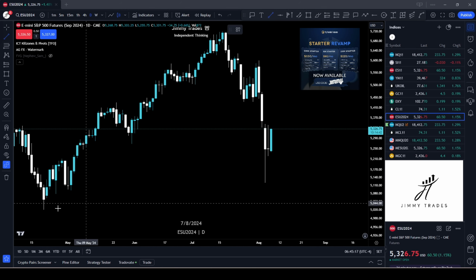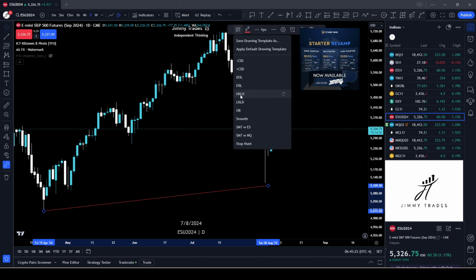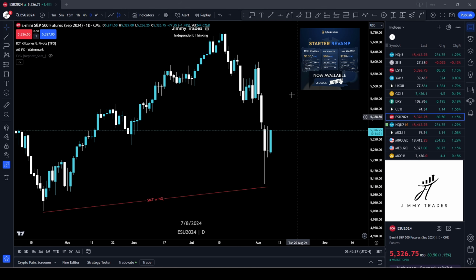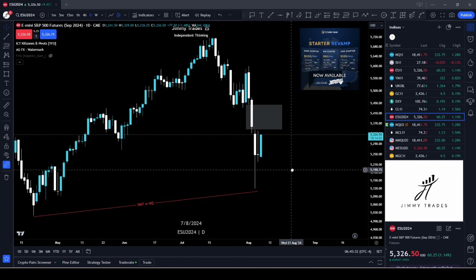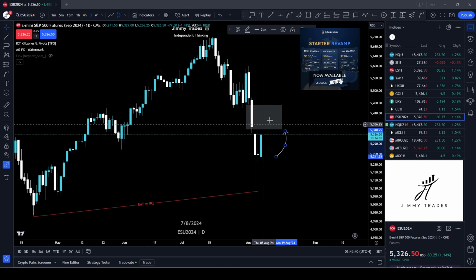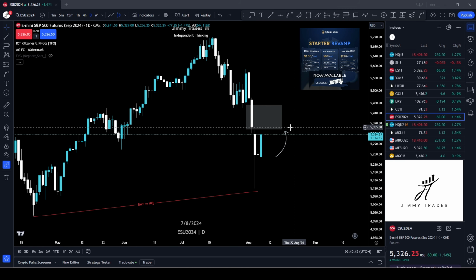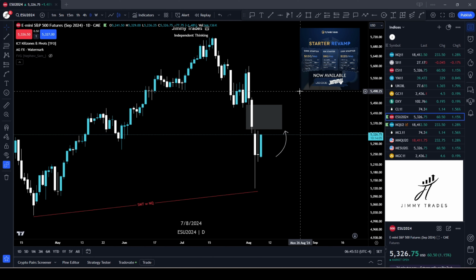We have that bullish SMT at the lows here. And ES still has not reached into this gap. So I'd like to see price reach up into this area before looking for a potential reversal. So bullish on the daily for ES.